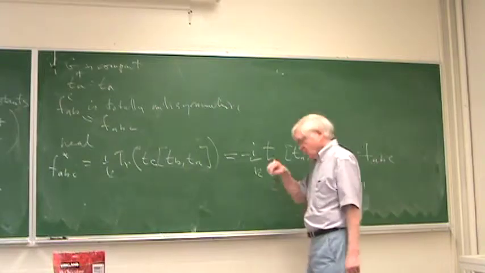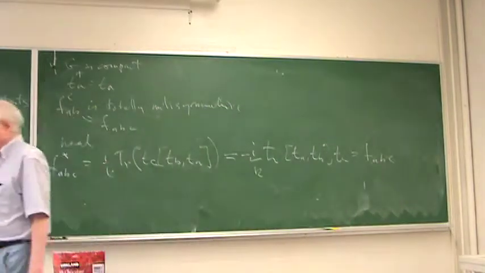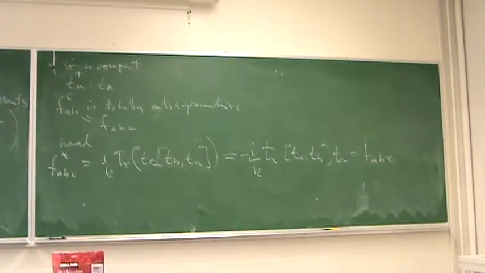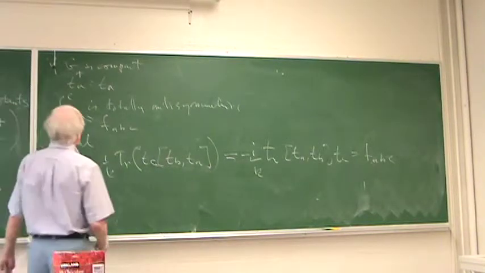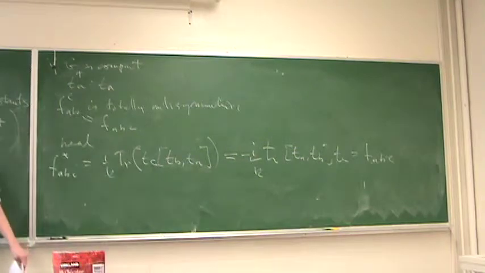So when the group is compact, these structure constants are very nice. They're real, they're totally anti-symmetric. But in general, they're not. But they're always anti-symmetric in the two lower indices.